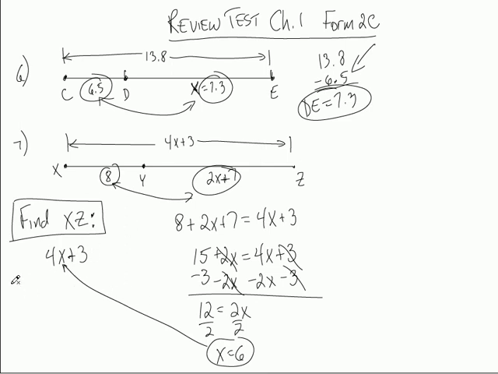Okay, here we go. So it's going to be 4 times what? 6 plus 3. What's that? 24. Plus 3 is 27. And now that is what your answer is, isn't it? Okay, that's xz. That's what you're trying to find. It's not too bad, is it?